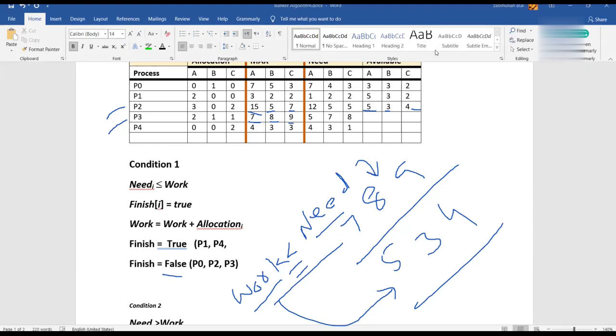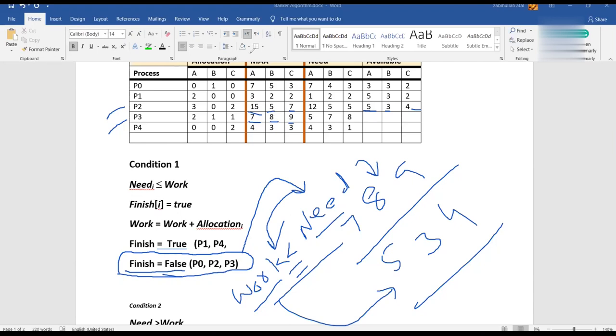Very good. So we can say, dear students, that the system is in which state? The system is in a deadlock situation. Why? Because for our three processes, P0, P2, P3, Finish[i] is equal to false. It means that the needed resources are greater than Work. And now the system should think about recovery, because the deadlock is already confirmed.